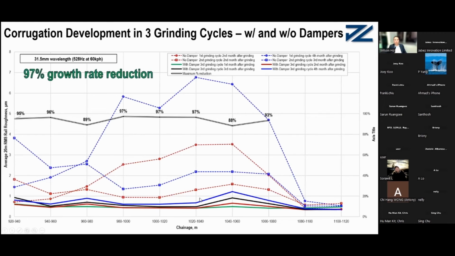If we look at the corrugation data every 20 meters, from the grinding line 20 to line 140, line 140 to line 160, the different grinding sections altogether cover 200 meters. So every 20 meters, there is a corrugation reduction. Most of them achieve 95% corrugation reduction. On certain occasions, because the corrugation growth is not very high, the reduction is 89% or 88%.